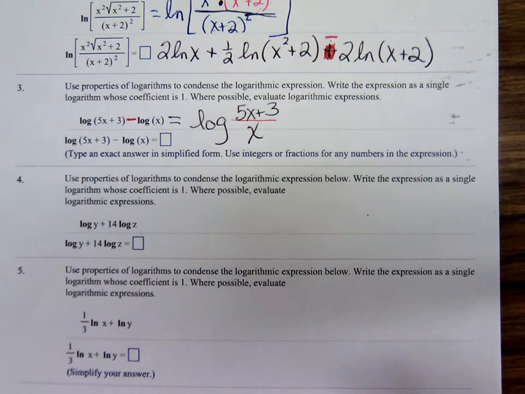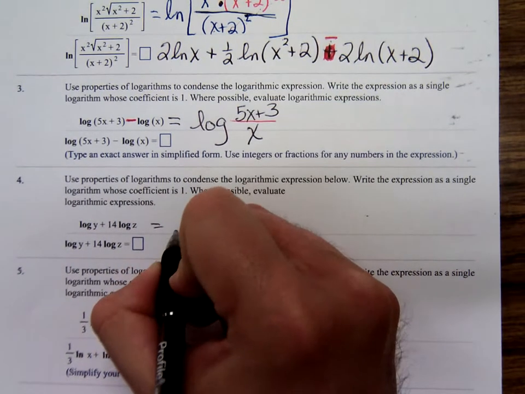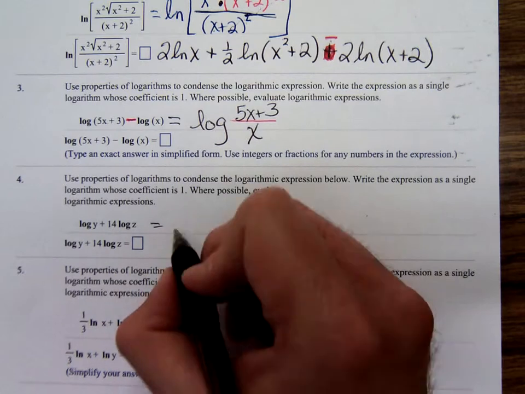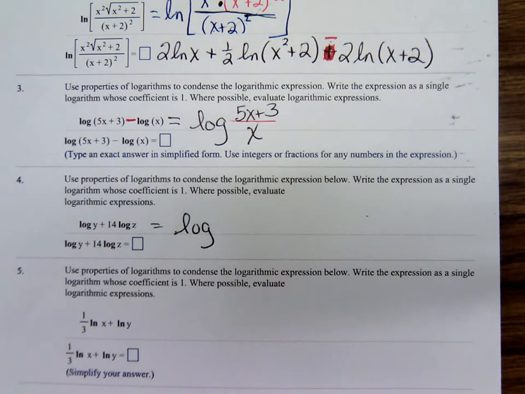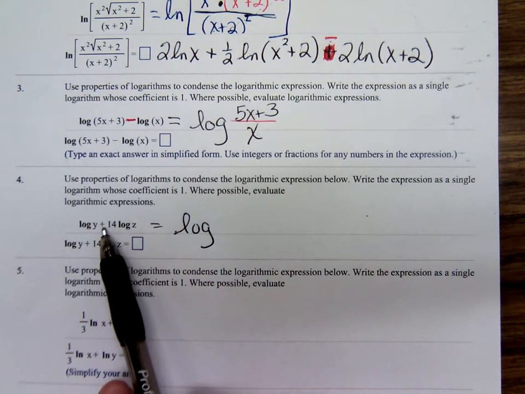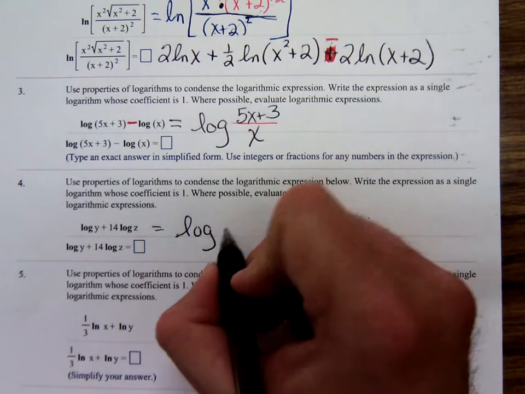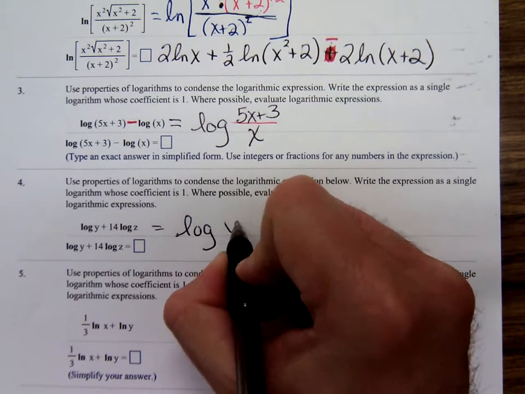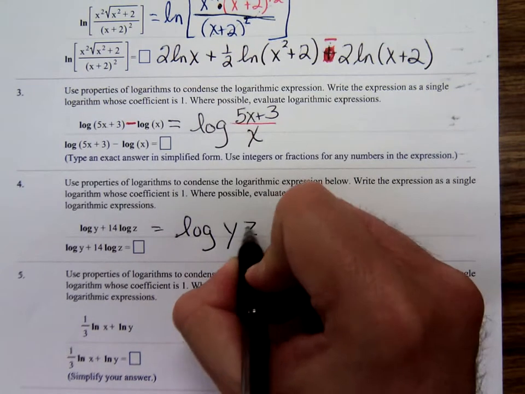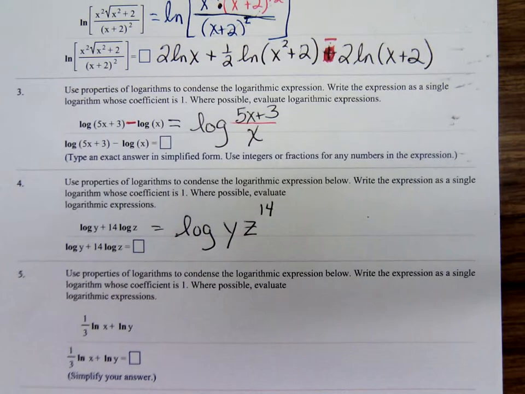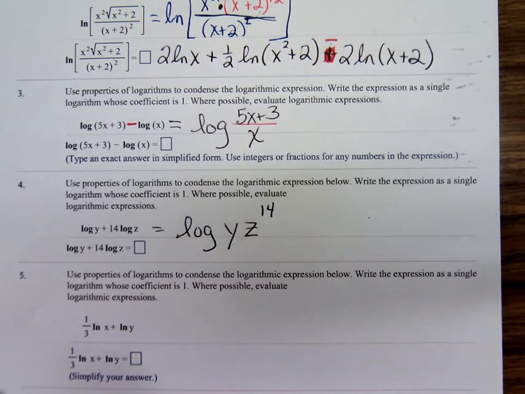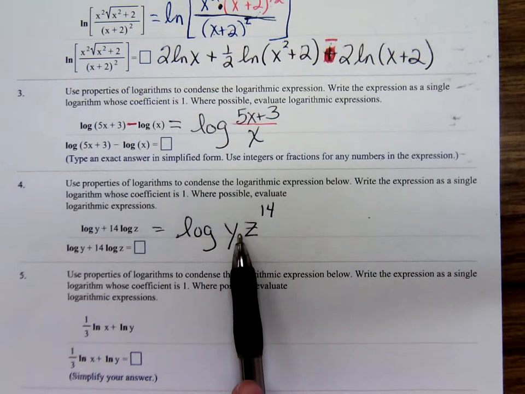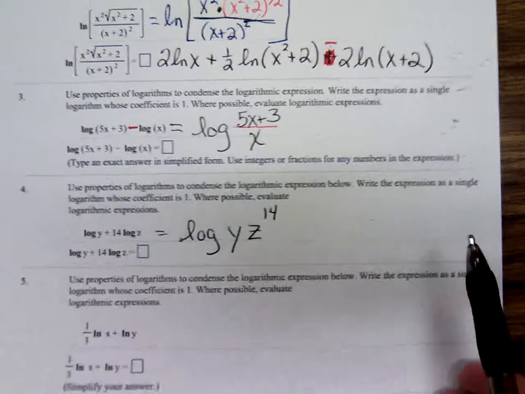Number 4. Condense it again. Okay, we're writing it as one logarithm. Now, this one will be easy. Is there a fraction bar here? Well, no. There's not a minus sign between those logarithms. We just write log and then y z to the 14th. Common mistake: sometimes students will put a plus there. No, no, no. If there were a plus here, it couldn't have been separated, could it?